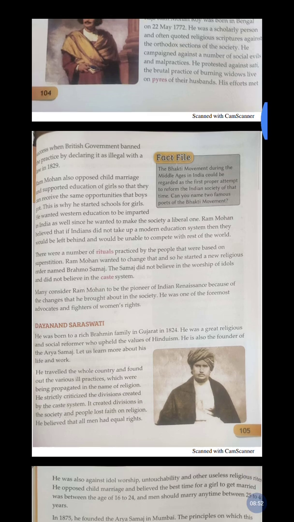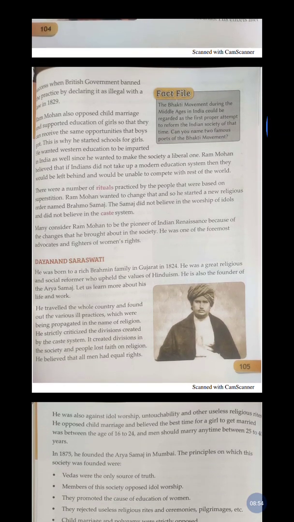Now we are going to start with the second, that is Dayanand Saraswati. He was also a social reformer. He also contributed his whole life for the sake of society and for the welfare of human beings. Dayanand Saraswati was born to a rich Brahmin family in Gujarat in 1824. He was a great religious and social reformer who upheld the values of Hinduism. He is also the founder of the Arya Samaj.